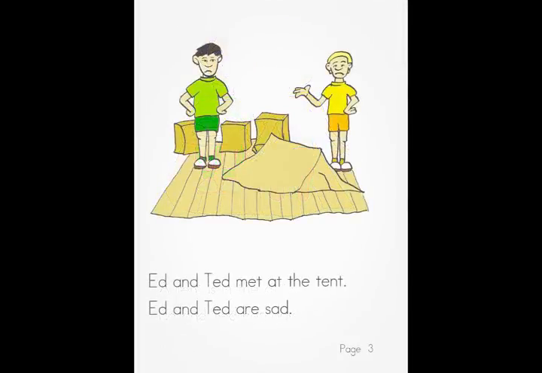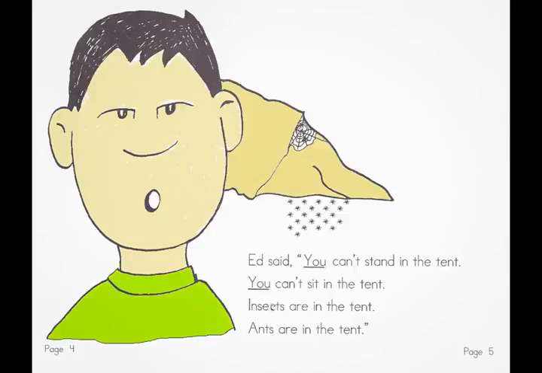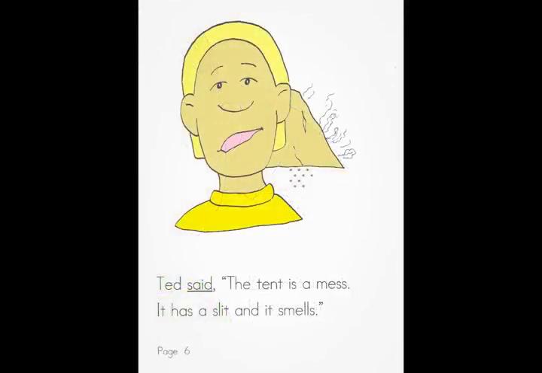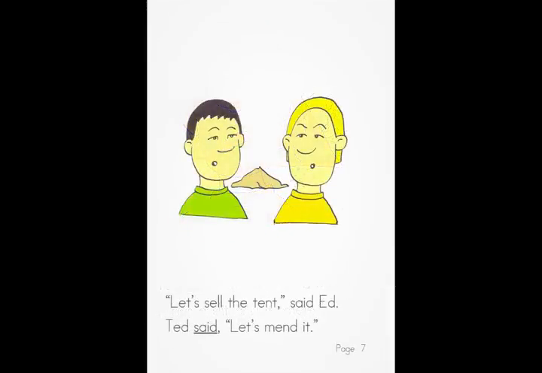The tent looks like it has some problems. Let's read and see what the boys will do about it. They are disappointed. What do you think they will do? Read this page and see what they do. They have a mess. Let's read the next page. Ted looks very sad. Read the page. Do you think they should just throw away the tent? Let's read and see what they are saying.